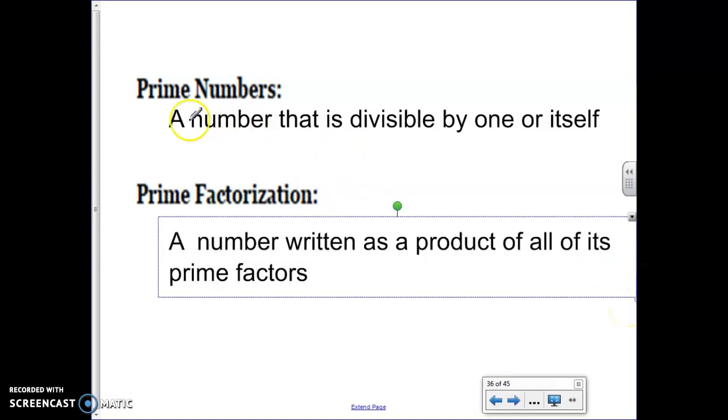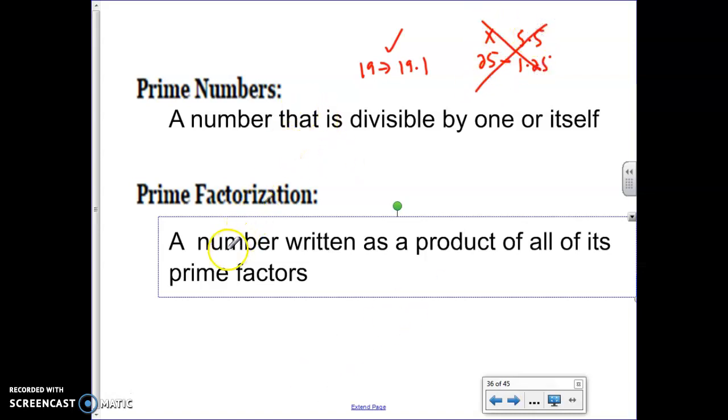If you guys remember, and this is in your notes, a prime number is a number that is divisible by 1 or itself. An example of a prime number would be 19. The reason 19 is prime is because only 19 times 1 gets me 19, nothing else. So that is a prime number. 25 is not, because 5 times 5 gets me 25, and 1 times 25. So that's not a prime number.